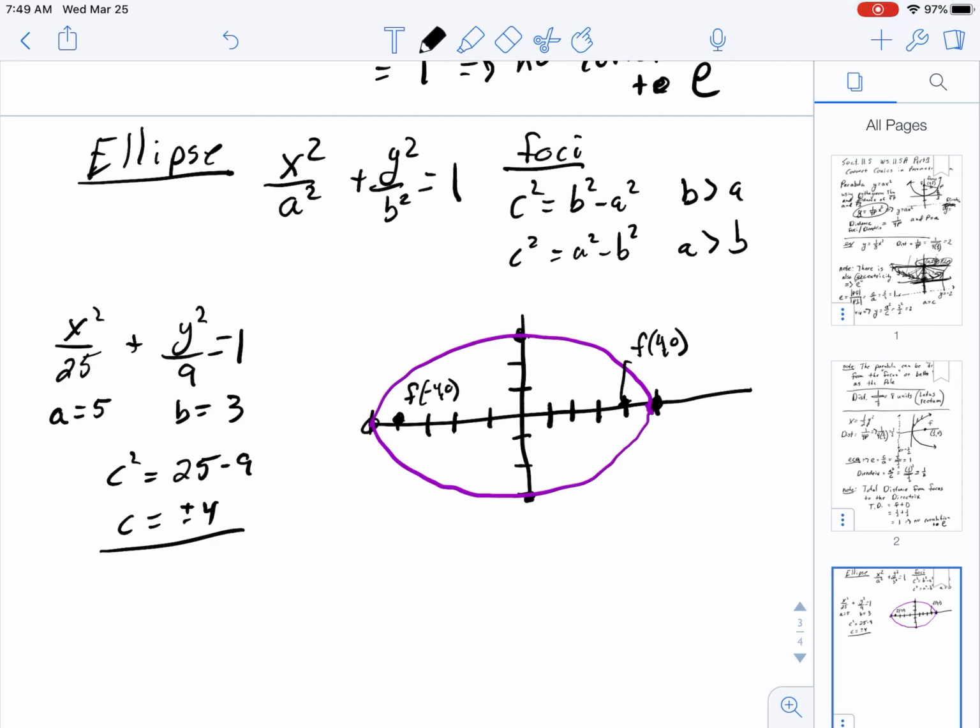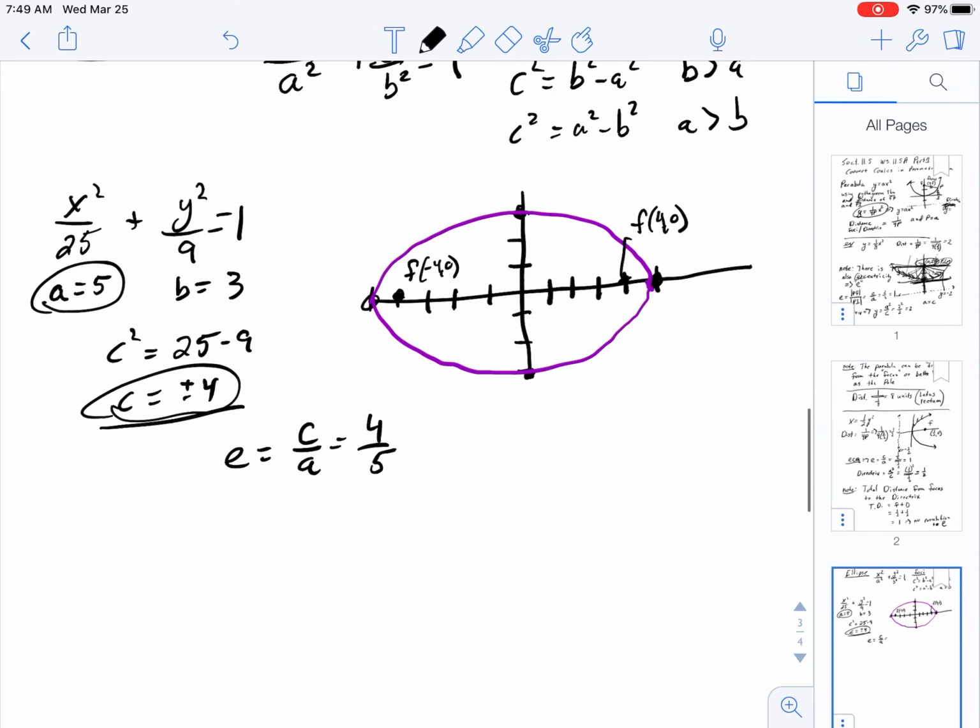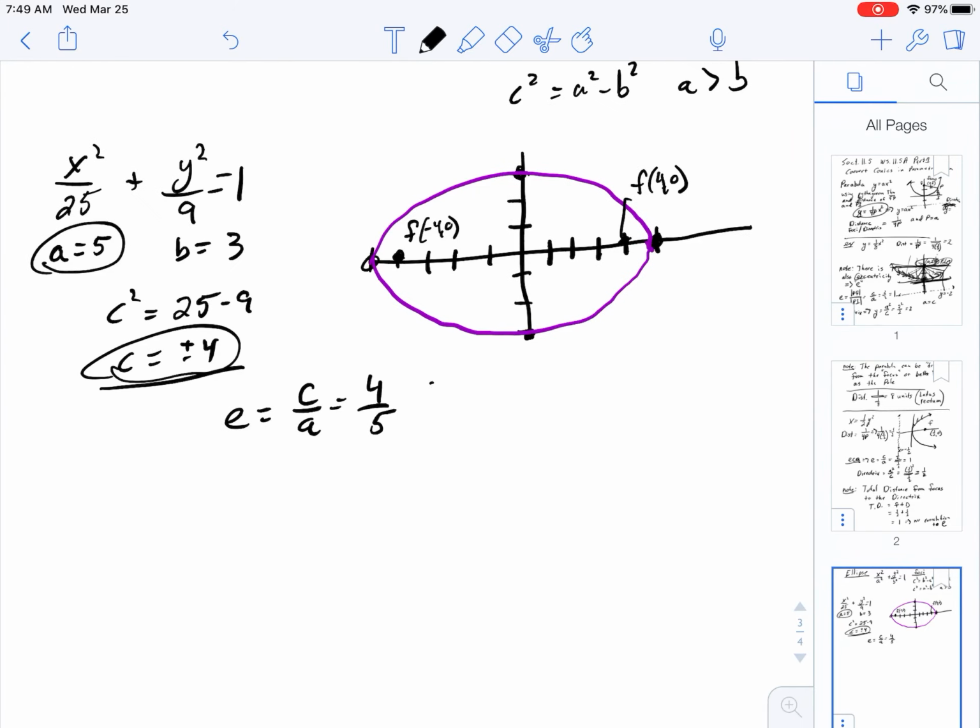Okay, so now notice a couple things happen here. I have my value of c and my value of a. So look at my eccentricity. e equals c over a. So I have 4 over 5. So now look, my eccentricity is less than 1, which should happen on an ellipse.